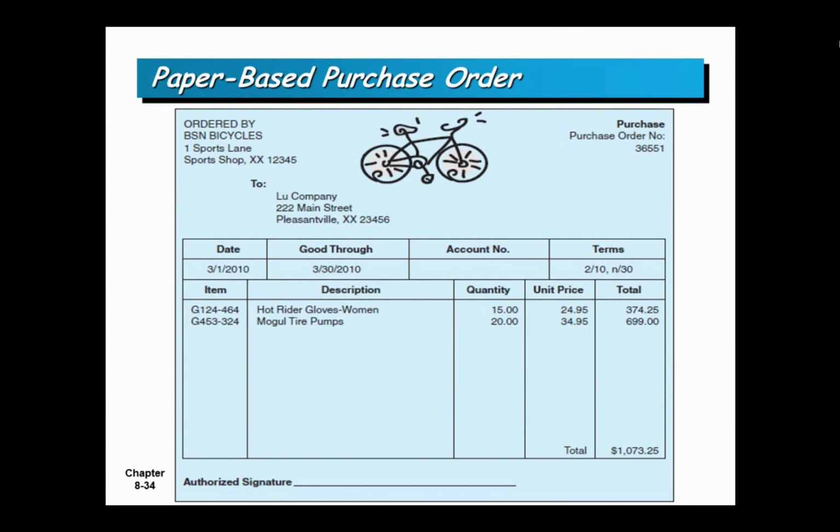A purchase order could be paper-based that you send to your vendor, or it could be automated. Here's an example of a paper-based purchase order, buying bicycle equipment. Looks good, fits on one page, has an authorization signature, so not just anybody can authorize a purchase, it has to have the appropriate signature to allow it to happen.